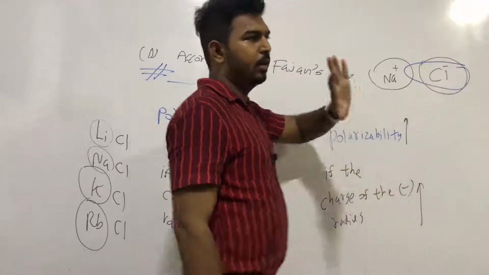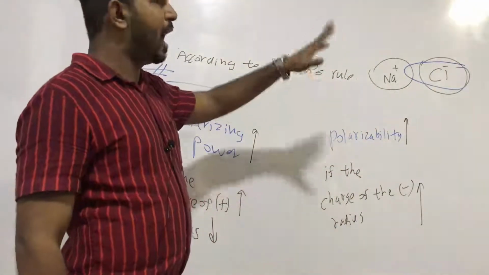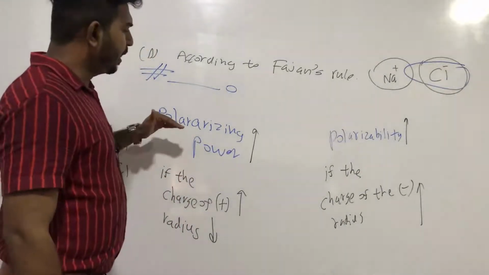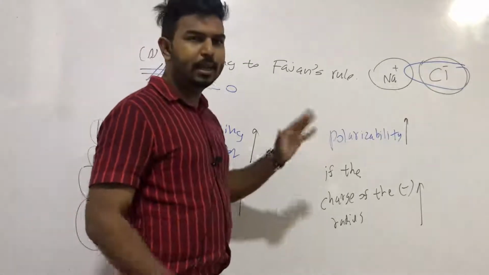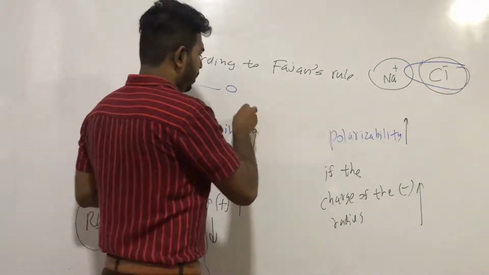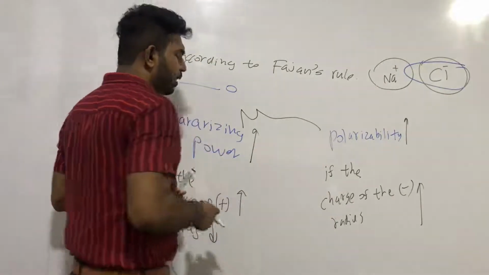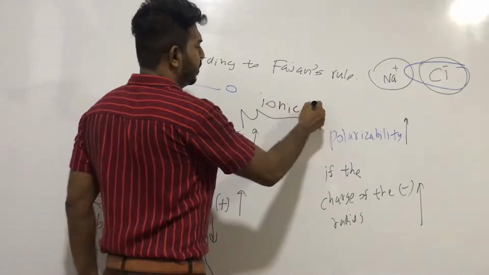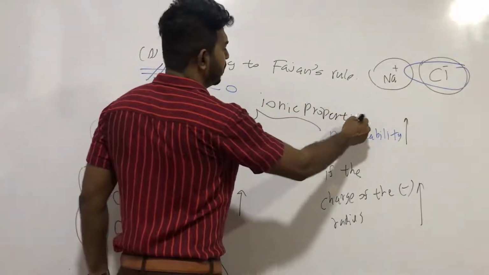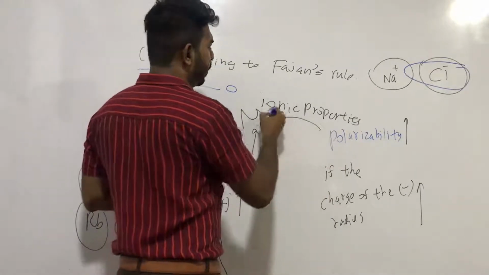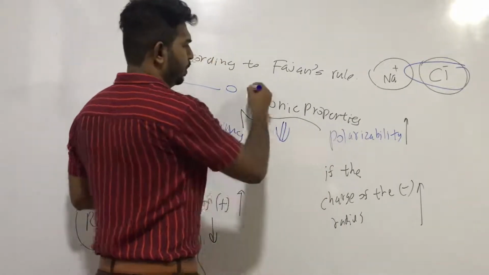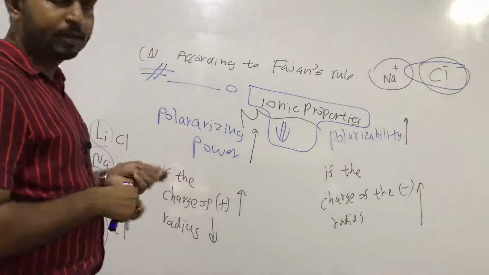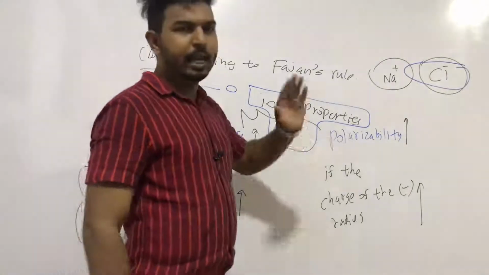So when the spherical shape of the cloud decreases, ionic properties also decrease. So we can say when polarizing power and polarizability increase, both of them are the reason for ionic properties to be decreased. So the ionic properties will be decreased when polarizing power and the polarizability increase.